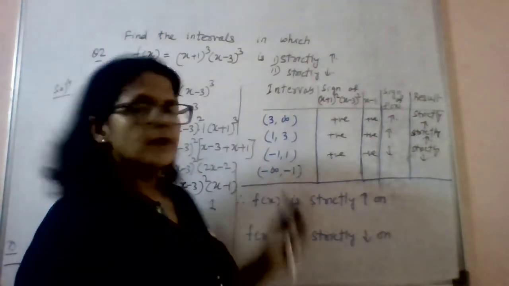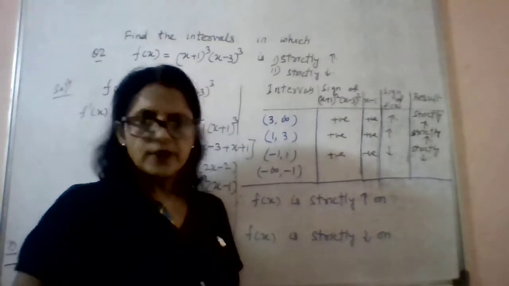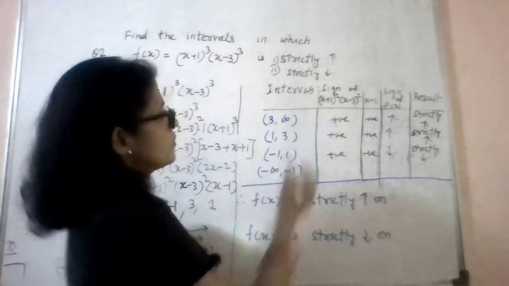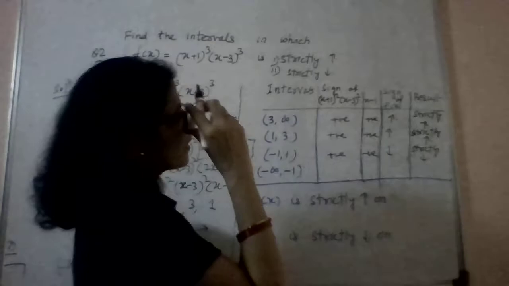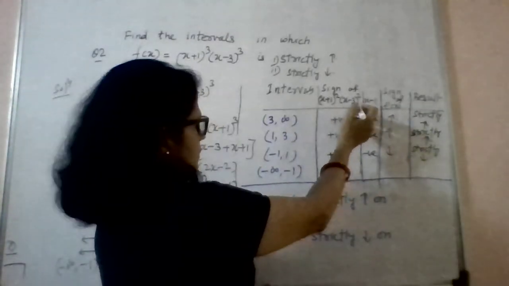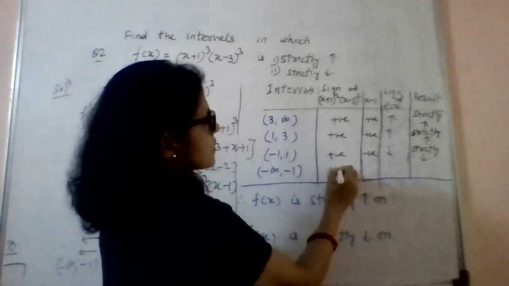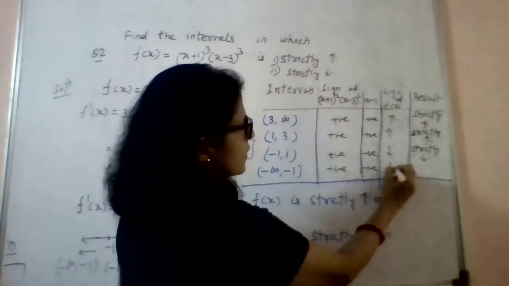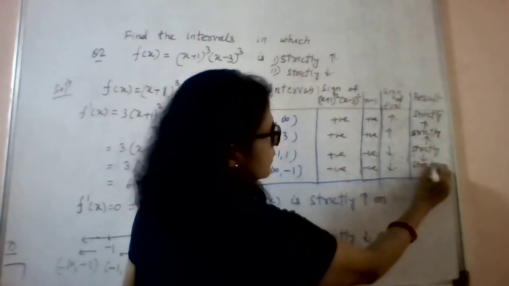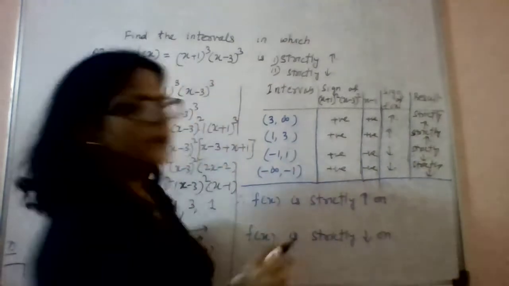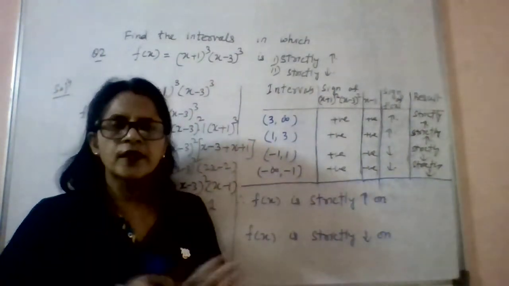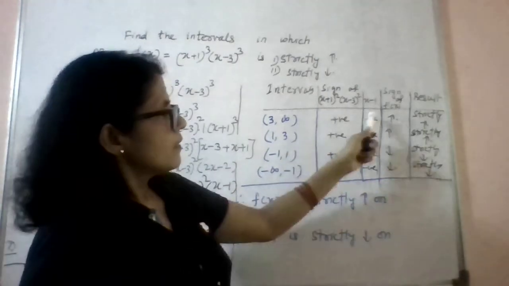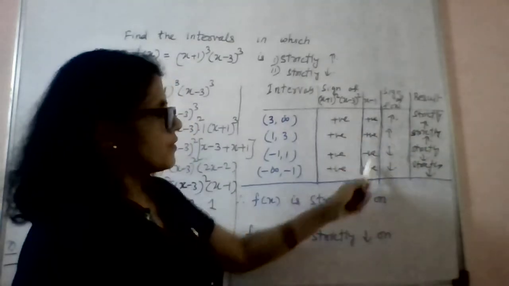Last one is between minus infinity and minus 1, which means you can take a number less than minus 1. So maybe you can consider minus 2. So (minus 2 plus 1) whole square, (minus 2 minus 3) whole square, this is positive. Now here minus 2 minus 1 is negative. So you are getting negative, strictly decreasing, right? In the normal case, you get alternately plus, minus, right? But here you see the deviation.